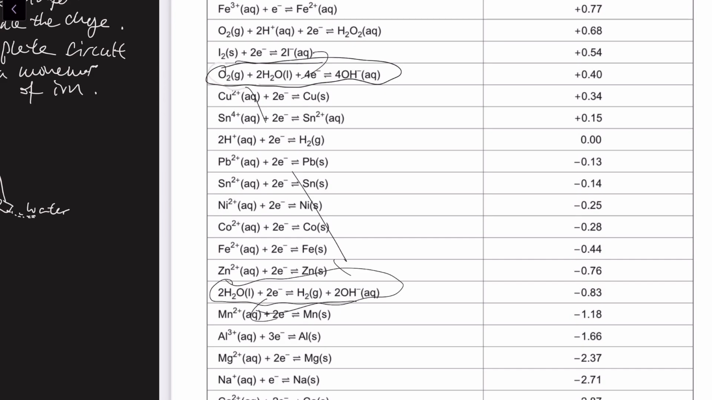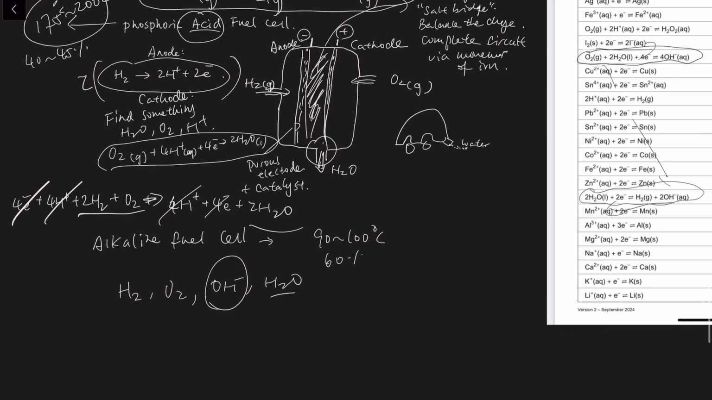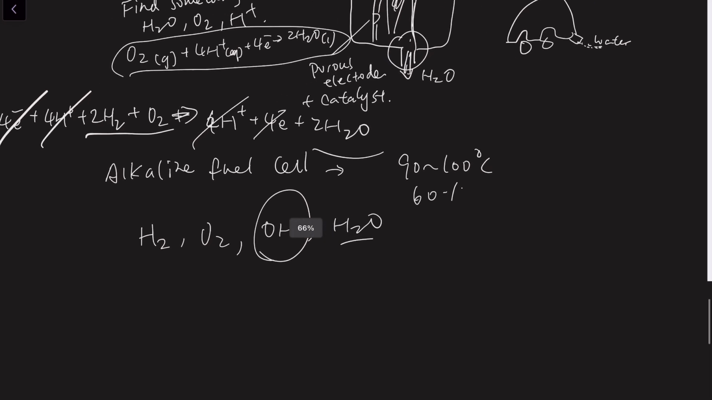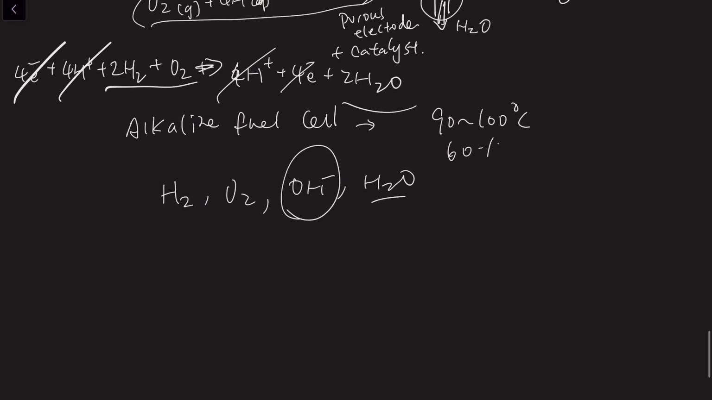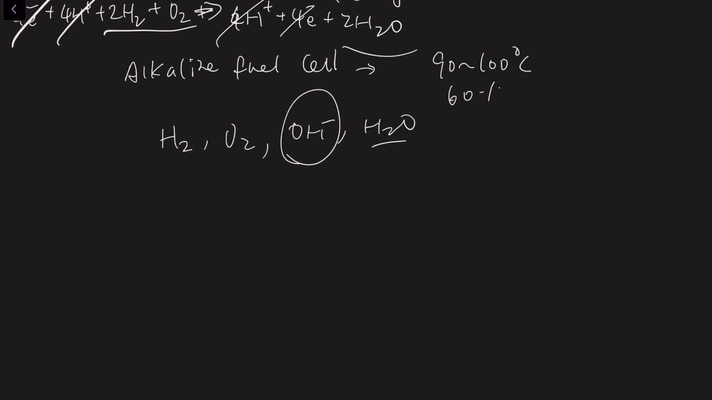But I personally do not like this method. I think it is too random. I don't like finding random stuff on the electrochemical series. Maybe there's a better way to do it. And yes, there is. I have mentioned, I think in the introduction for redox reactions, how you write anode half equations in the alkaline environment.